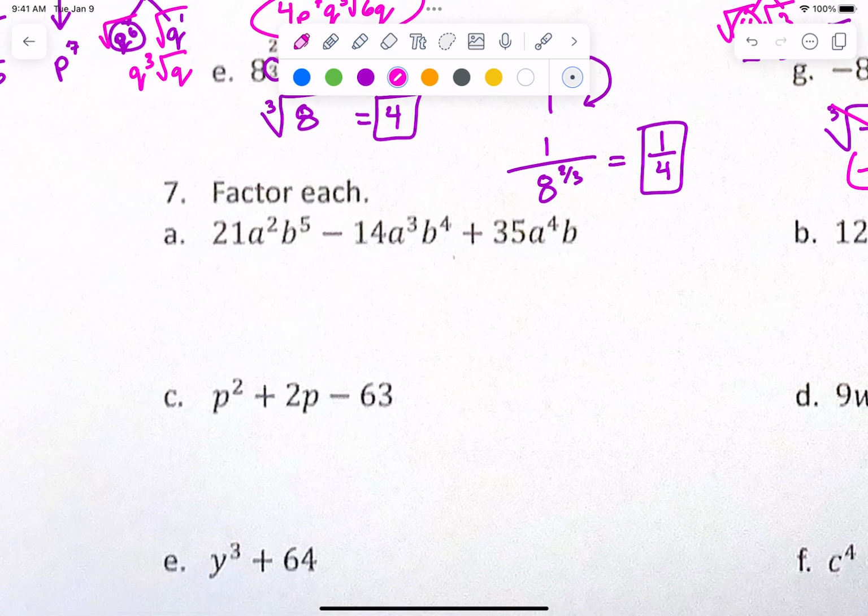What time do we get out of here? 46. 46. 42. 42. Okay, let's do the first 2.